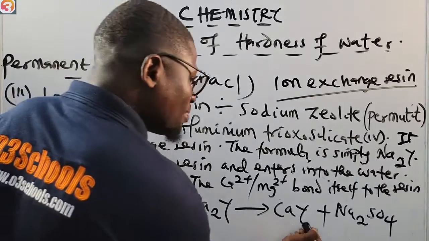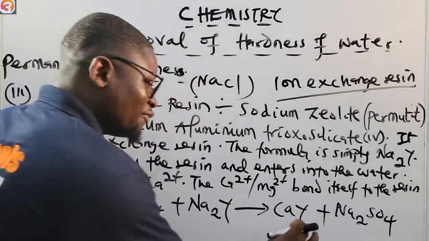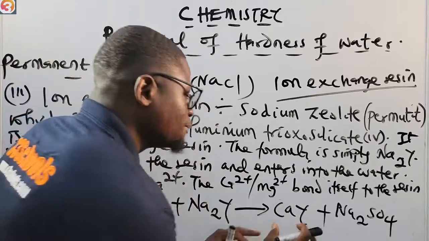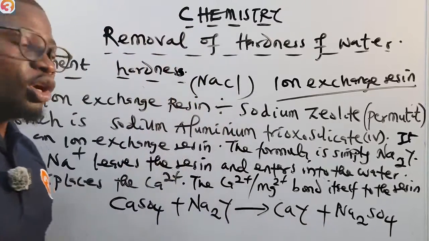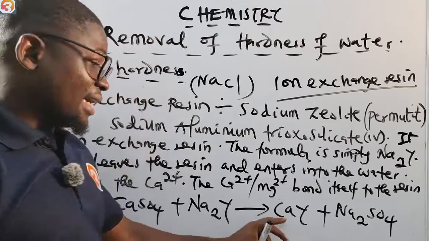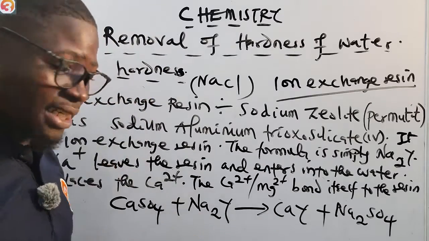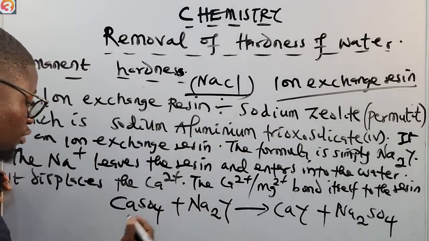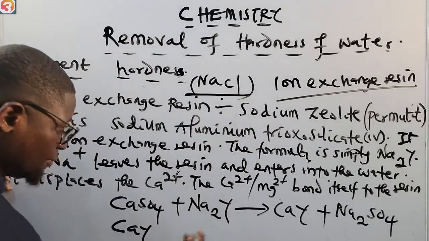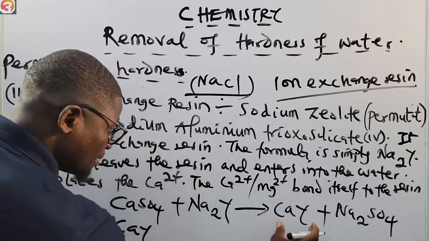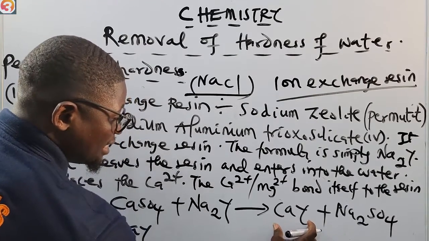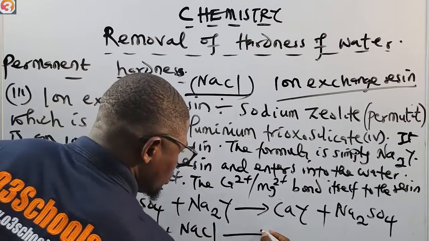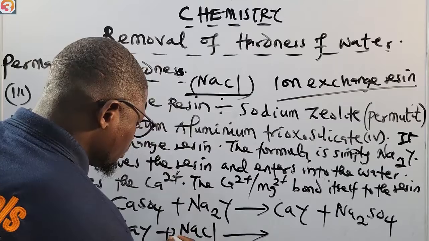Now this Ca, having the Y, has the formula of the resin. Because the calcium ions, like I explained earlier, have bonded themselves to the resin, if you want to remove Ca and regenerate the resin, you add a concentrated solution of NaCl. So I have CaY, the resin with Ca2+ bonded to itself, plus 2 NaCl.